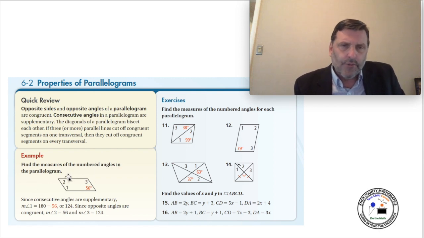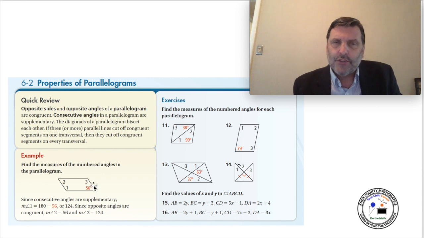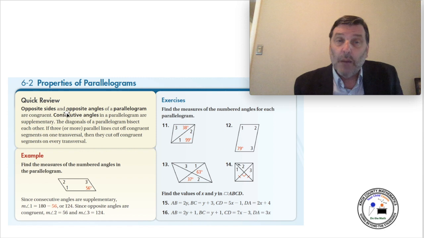Well, I've got 4 angles I'm trying, and one's been given to me. I'm going to use these properties to help me determine that. One was 56. Look up here. Consecutive angles are supplementary and opposite angles are congruent. So there's a couple of ways I could find this out.